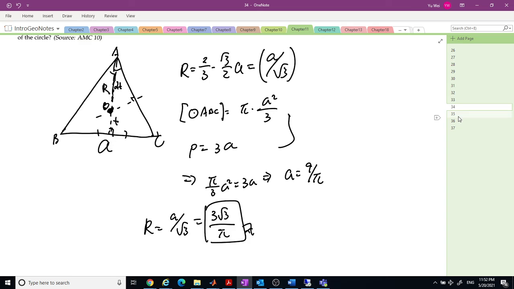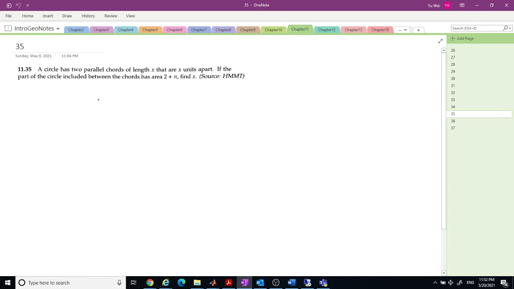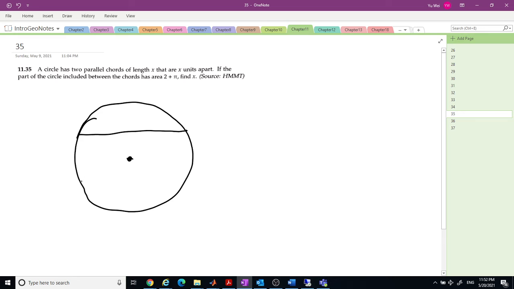Next, the circle has 2 parallel chords of length x. So here is the circle. If the circle has 2 parallel chords, that means the chords must be at equal distance from the center. And that means these 2 chords inscribe a rectangle. So let's see, the chord length is x, so half of this is x over 2, right? From the center to the midpoint.